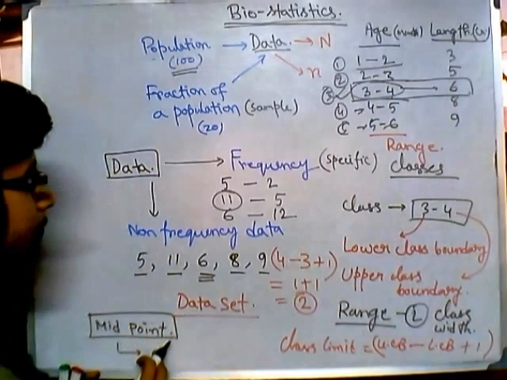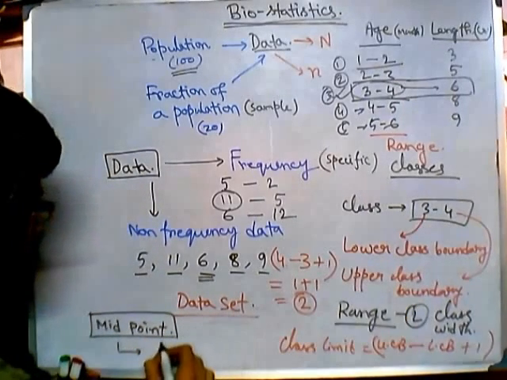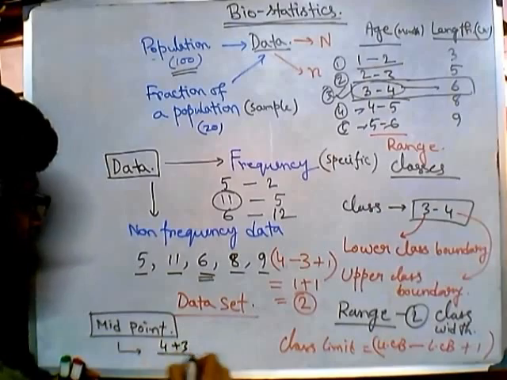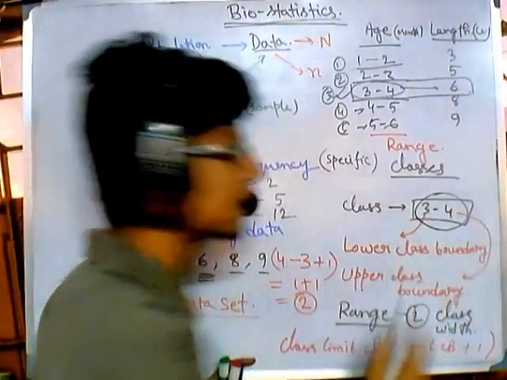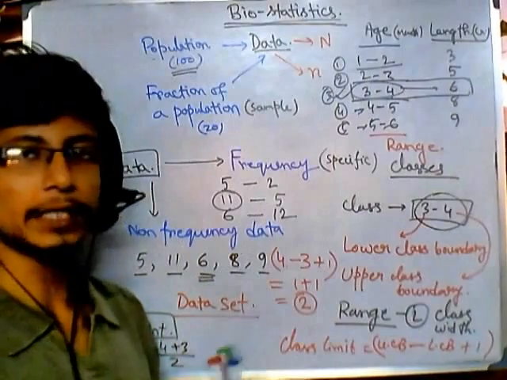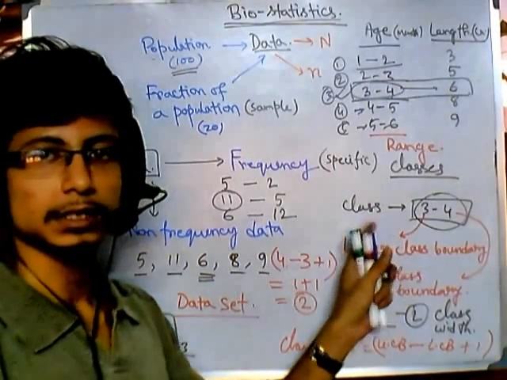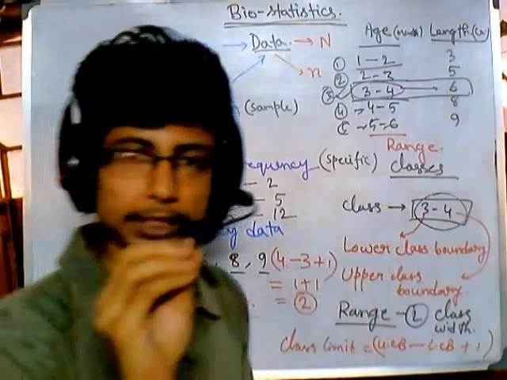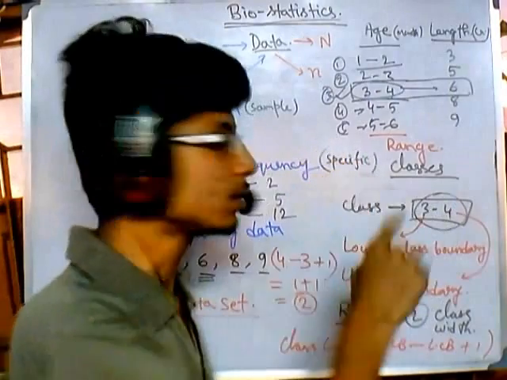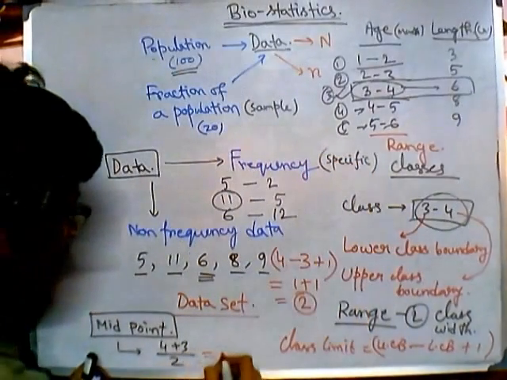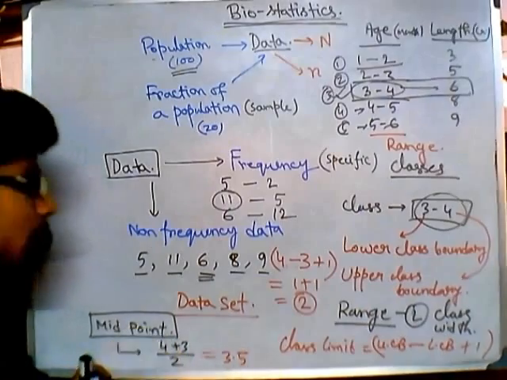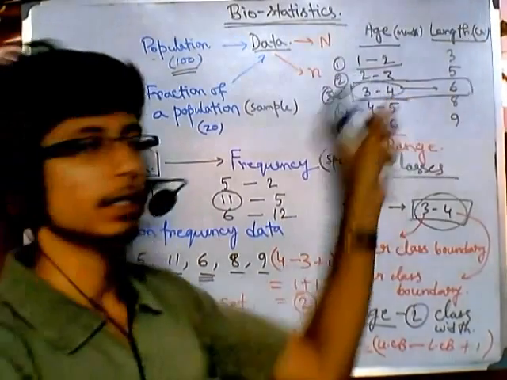So how can we get the midpoint? We simply take the upper class value plus lower class value, divided by 2. So the midpoint is simply the average of the upper class and lower class values present in a particular class. Simple as that. In this case, this will be 3.5. This is called the midpoint of this particular class.